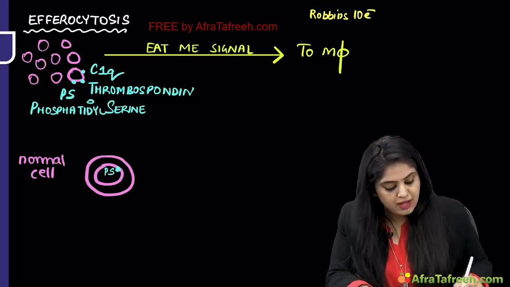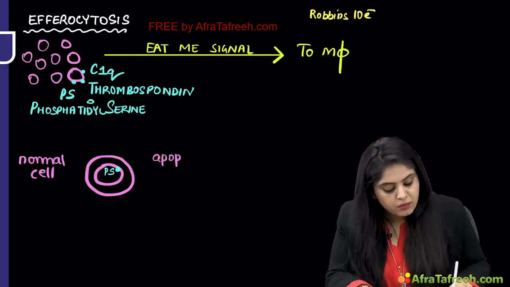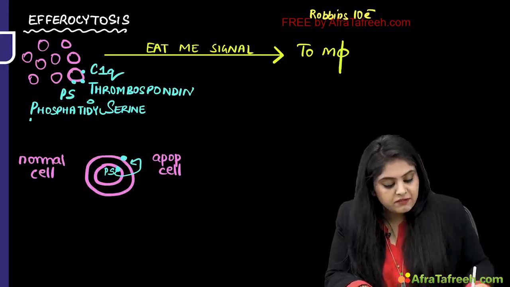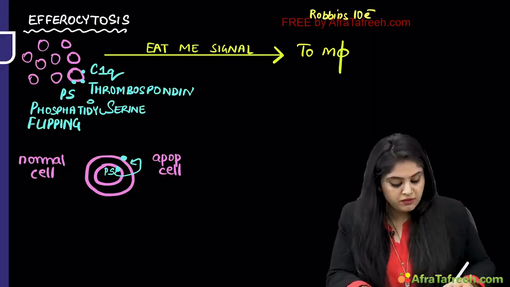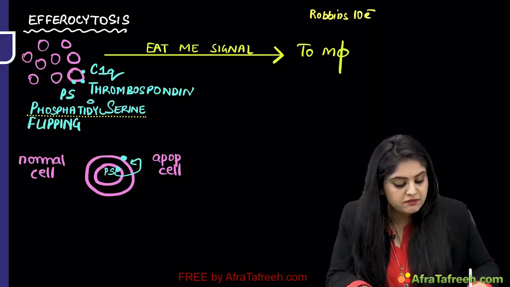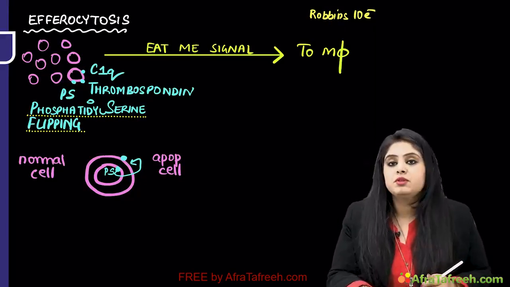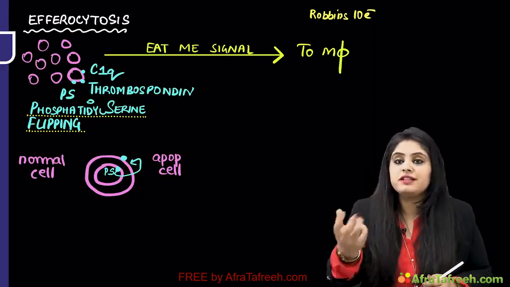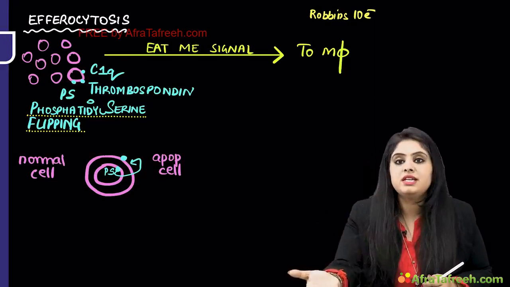Do you know what is going to happen when I'm talking about an apoptotic cell? This phosphatidylserine tends to come out. It tends to come out. So can I say there is flipping of phosphatidylserine that happens in apoptosis? Very important. Phosphatidylserine flipping will happen in the apoptotic bodies, and that is a signal. That is how the macrophage gets to know that, oh, the phosphatidylserine has come out. It's time for me to go and eat it.